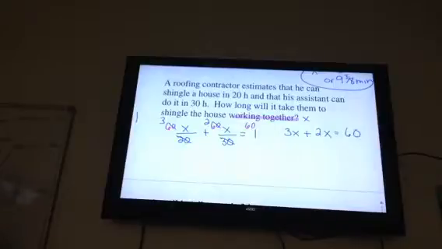And I solve. 3x plus 2x is 5x equals 60. Divide by 5, and x is 12. So together, it will take them 12 hours. These are really popular standardized test questions. So now you know. Next Wednesday, if one comes, you know how to solve it.